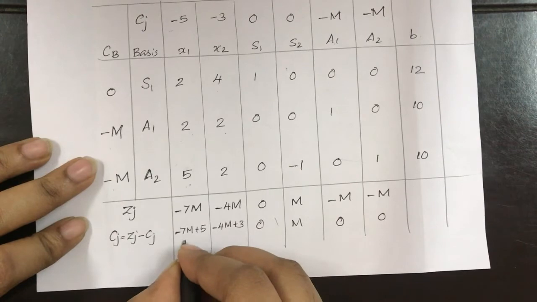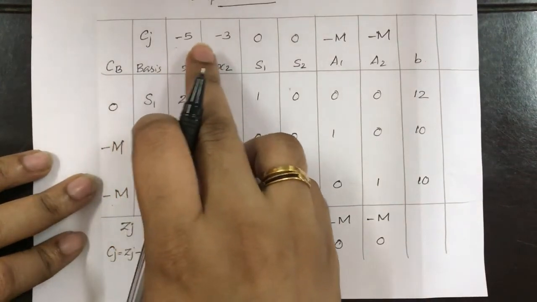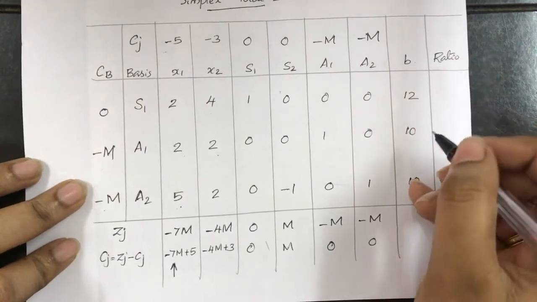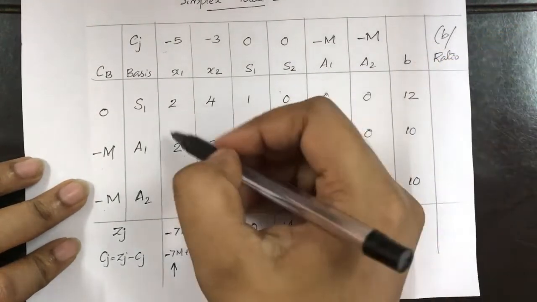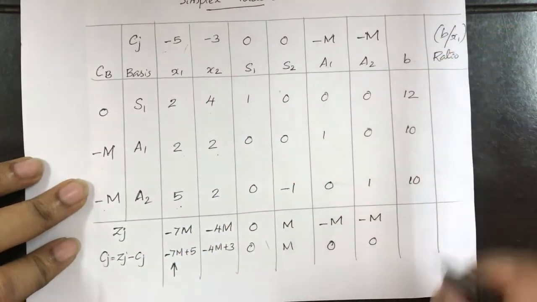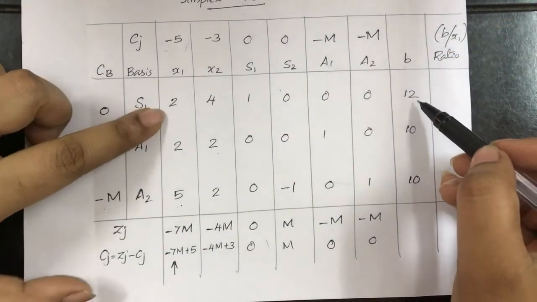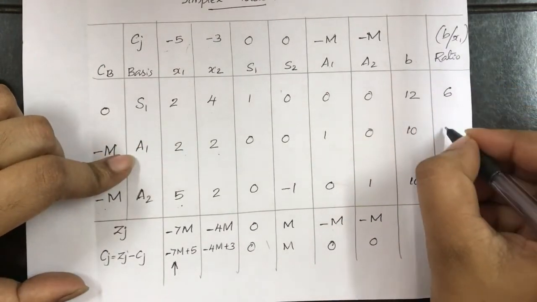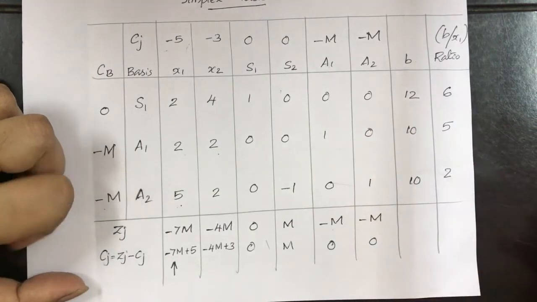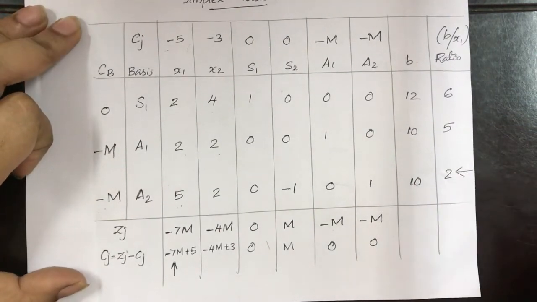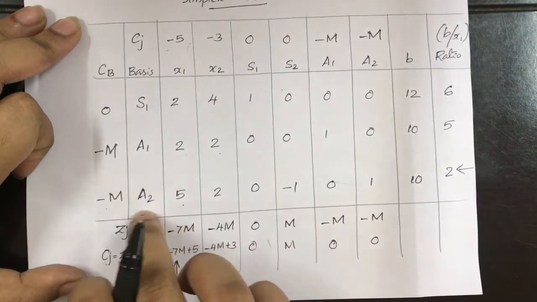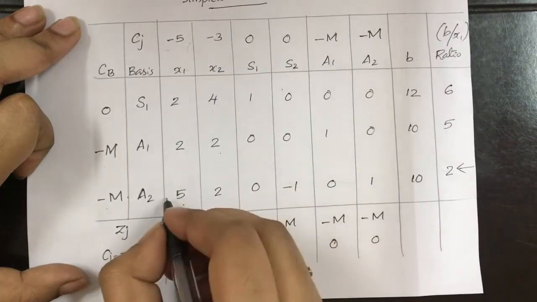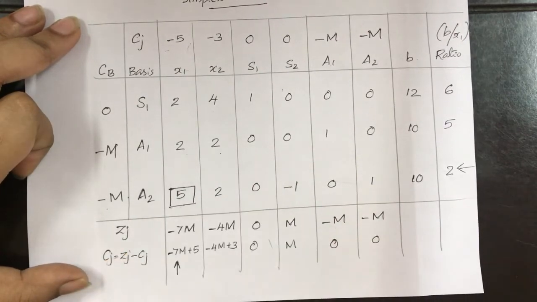So this is the incoming variable. We are going to find the outgoing variable by finding the ratio. Ratio is b divided by the incoming column x1. So 12 by 2, 10 by 2 and 10 by 5. So the ratios are 6, 5 and 2, which is the lowest positive ratio, this one. So this is the outgoing variable. Which one? A2 goes out from the basis and x1 comes in, and the key element is this 5.